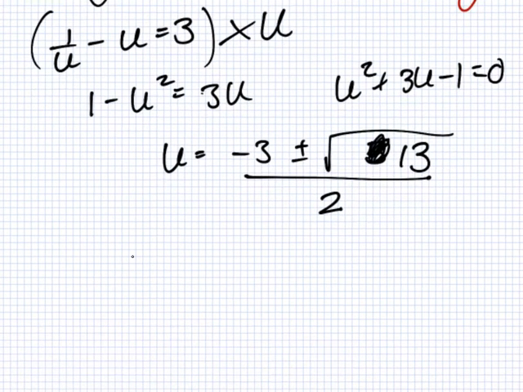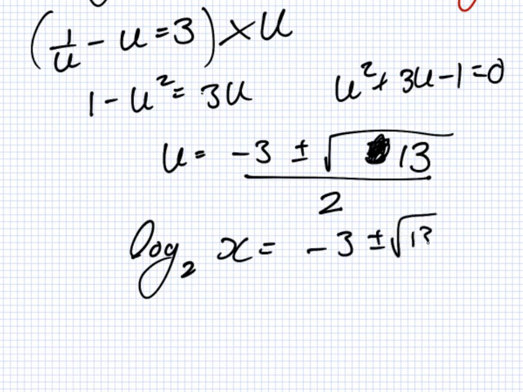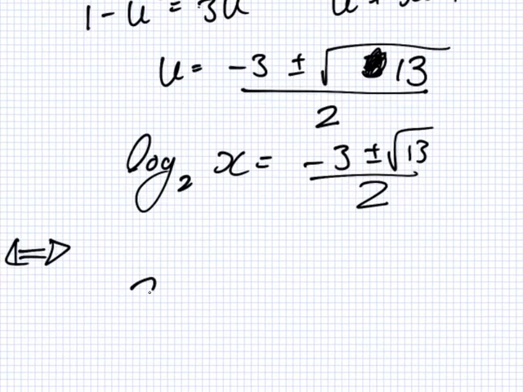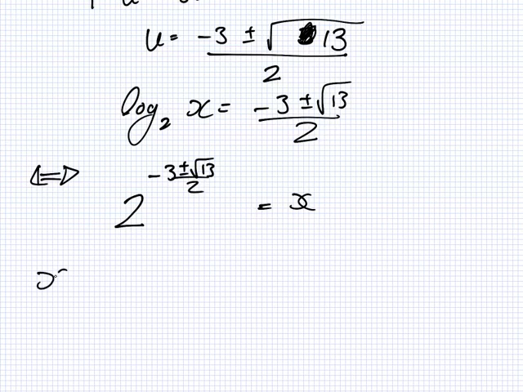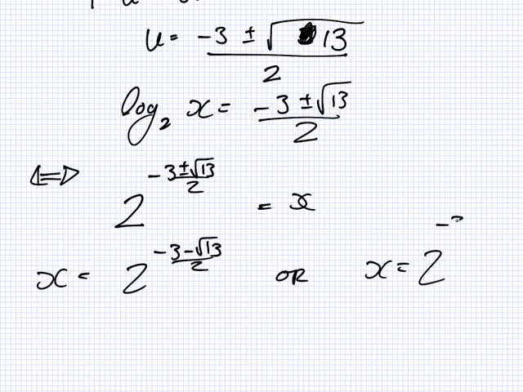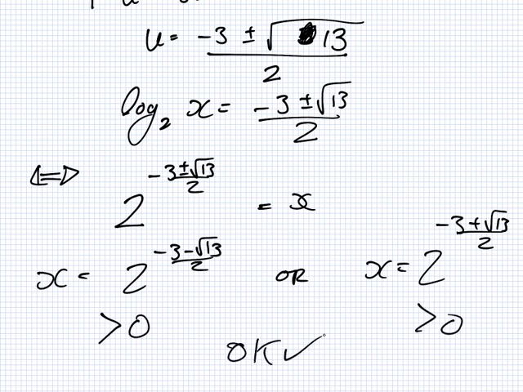So we have to remember that u was log 2x equals minus 3 plus or minus root 13 over 2. Remembering that this means the same thing as saying 2 to the power of minus 3 plus or minus root 13 over 2 equals x. Or to be extra clear, you get x equals 2 to the minus 3 minus root 13 over 2, or x equals 2 to the minus 3 plus root 13 over 2. Now both of these answers I know are positive, so they're both okay. You don't need to reject any of them.